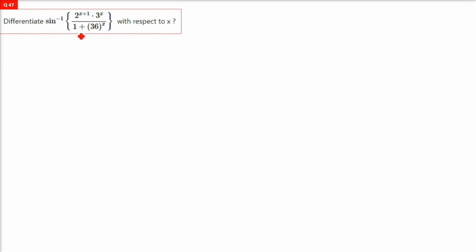Differentiate sin inverse of 2 to the power x plus 1 dot 3 to the power x by 1 plus 36 to the power x. So 2 to the power x plus 1 can be written as 2 to the power x into 2 to the power 1. 3 to the power x is there. 1 plus 36 is 6 square. 6 into 6, that is 6 square. You have a x power, so you can write it as 6 to the power 2x. So 6 to the power 2x.